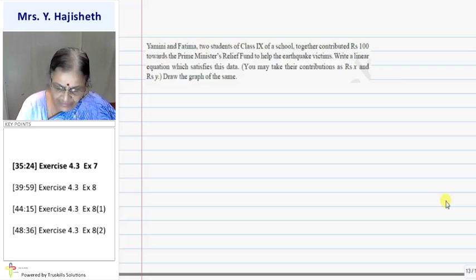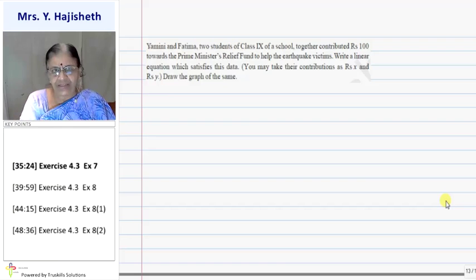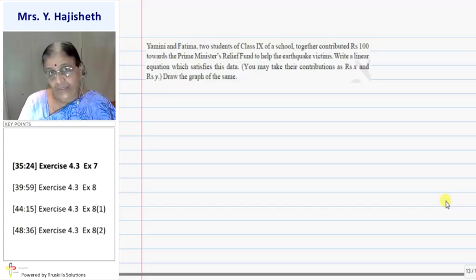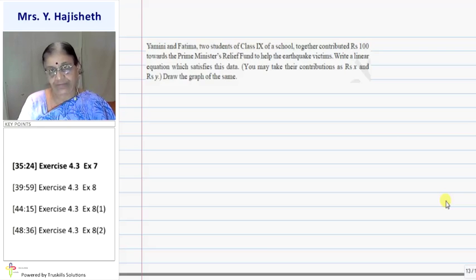Now write a linear equation satisfying this data. अब देखो, अगर मैं x is a contribution of Yamini ले लूं and y is a contribution of Fatima ले लूं, so my equation is x plus y is 100. So x plus y is 100 is an equation representing this relation, okay? They also ask you to write a linear equation which satisfies this data and draw the graph for the same.